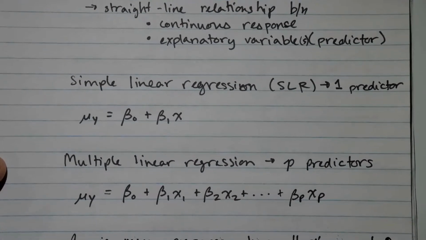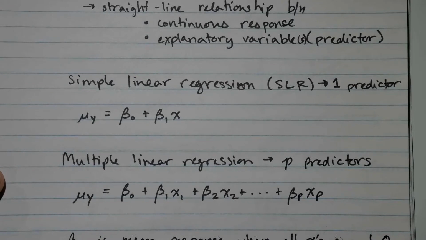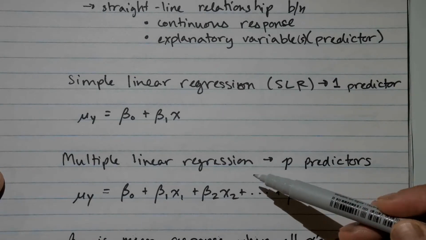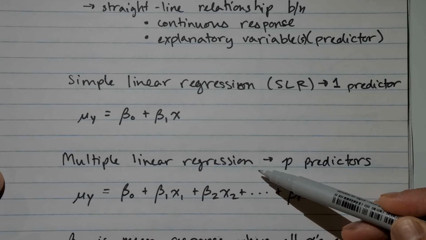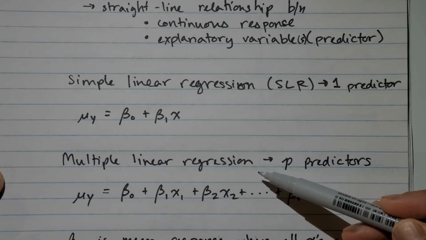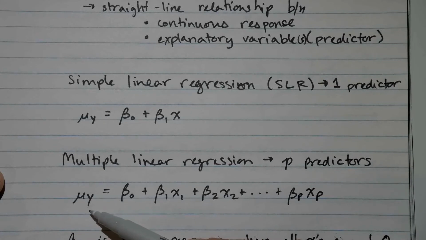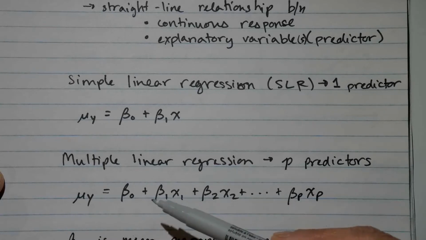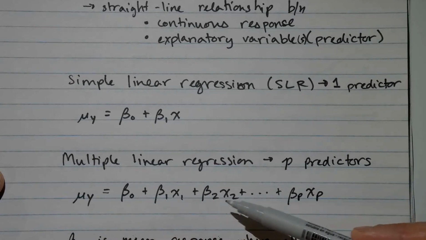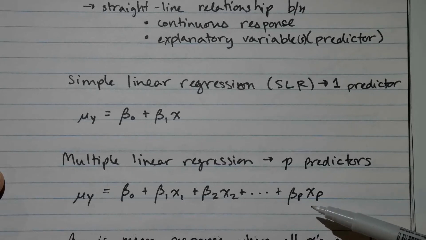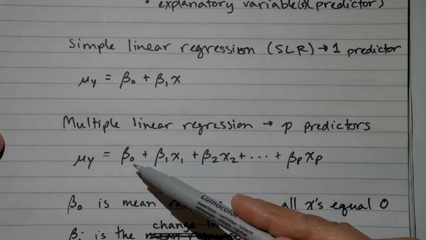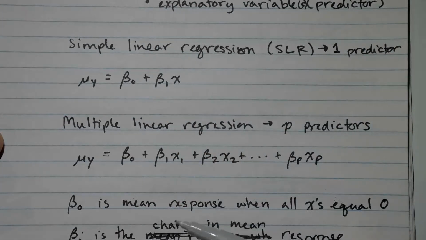If there are several predictors, say p predictors, then we're in the realm of doing multiple linear regression, where again, we assume a linear relationship between the mean response mu y and multiple x's or predictors. So that's equal to beta naught plus beta 1 x1 plus beta 2 x2 all the way up to beta p xp. In the regression model, the intercept, beta naught, can be interpreted as the mean response when all x's are equal to 0.